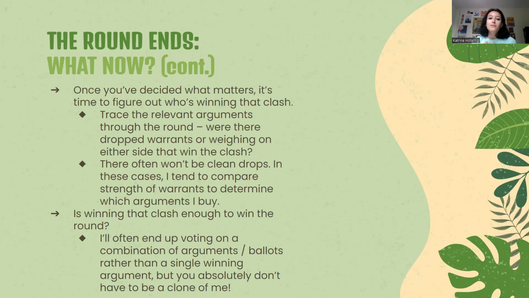And I, as a judge, often end up voting on a combination of arguments or ballots rather than a single winning argument. Like if I've ever judged you, you probably heard me say something like, well, okay, Gov has these three arguments which outweigh the one or two clashes that Op is winning here. Because it's not usually as linear for me as there's one big clash that everyone is winning under and we're just going to win under that.